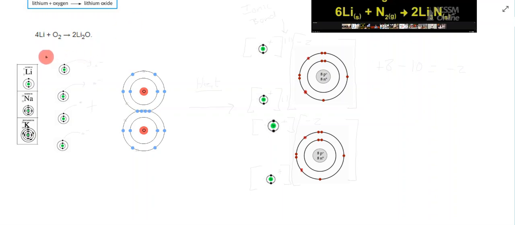Okay, so that's the reaction of the group 1 elements, which are known as the alkali metals, with oxygen.